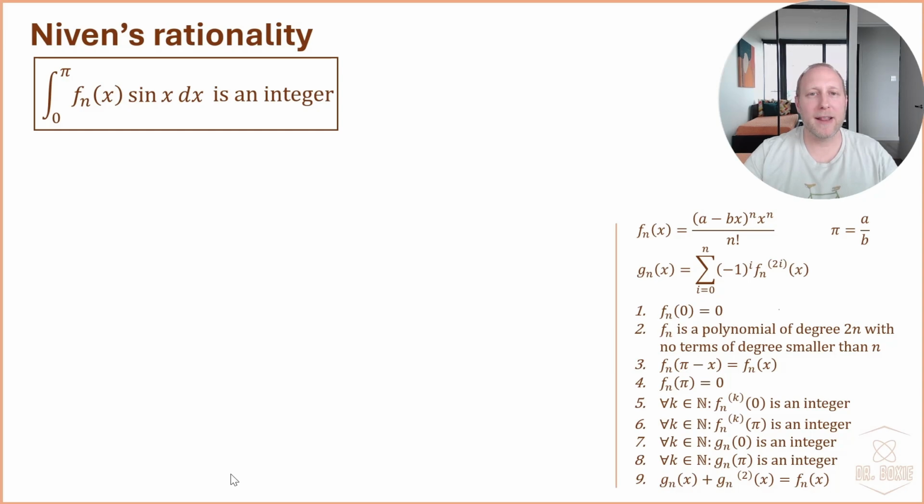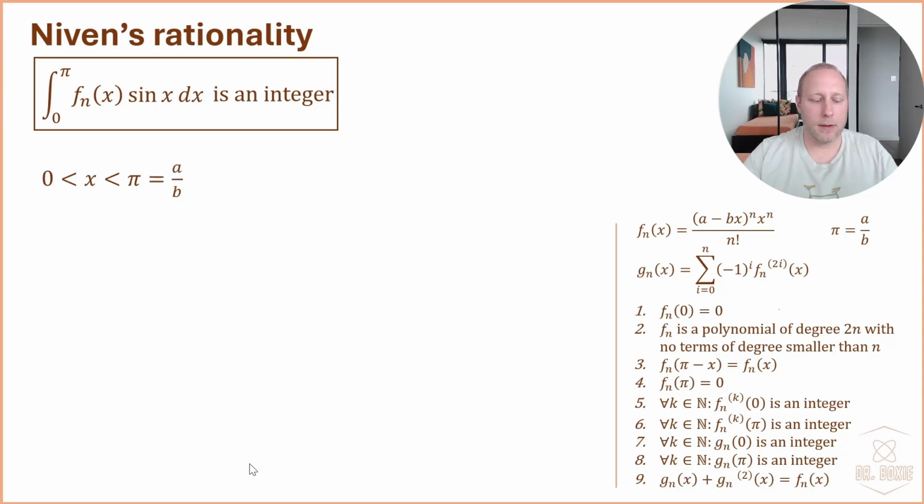We now have to prove that that integral is strictly between 0 and 1, and as I mentioned at the very start of the video, that is much shorter and much quicker. So first of all, the range of integration is between 0 and pi, and pi is a over b.